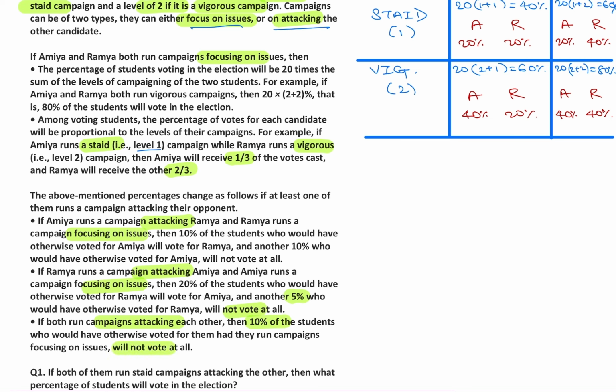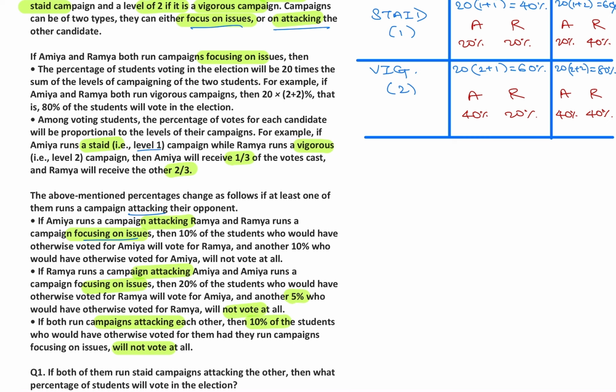So again, I understand if this piece of information is also a bit intimidating to you. There's a lot of information given here. So again, let's try to identify what are the parameters that we are discussing here. The parameters are focusing on issues and attacking, the types of campaigns, right? One is focusing on issues, the other is attacking. So we can prepare a table with respect to these two parameters.